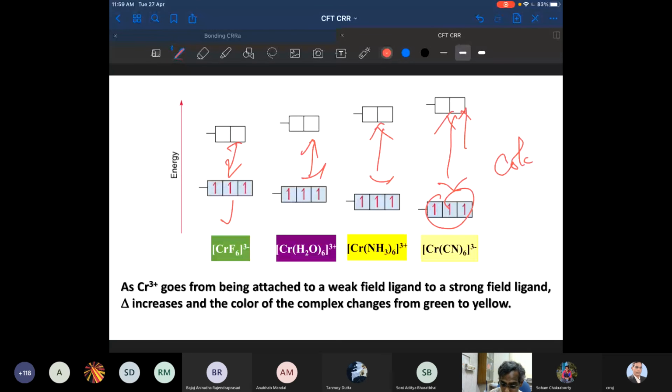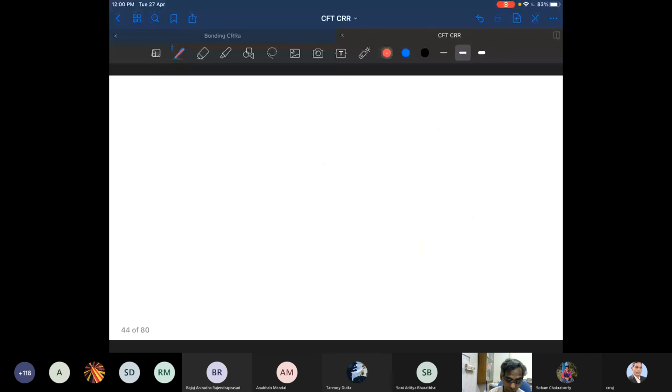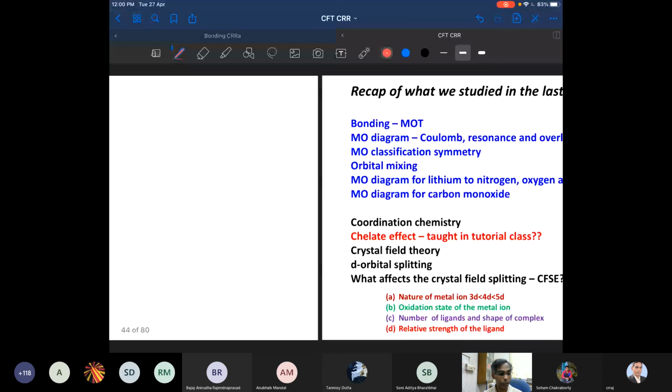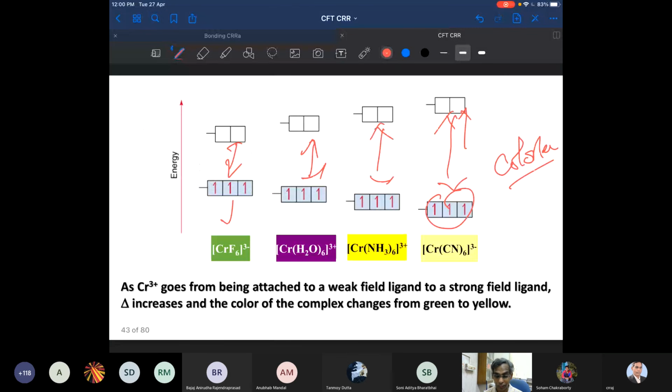So this fellow, poor helpless guy, is colorless. Okay, colorless guy. That's all for today. I finished it. The crystal field theory is not over, right? We have many things for today. I could cover whatever that.